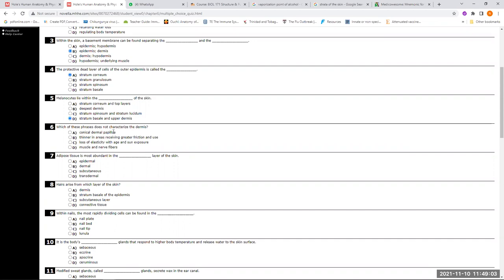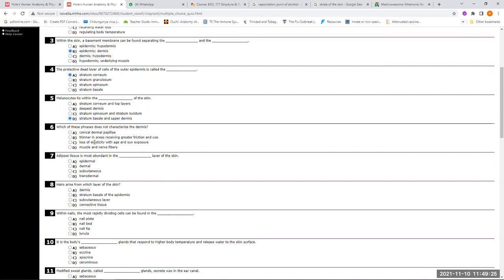This one is beyond the scope of the class, but we will look at it. Loss of elasticity. Does the skin actually get less elastic as they get old? Does it get kind of soft? Think about granny skin. Sometimes granny skin hangs, or grandpa, or whomsoever.